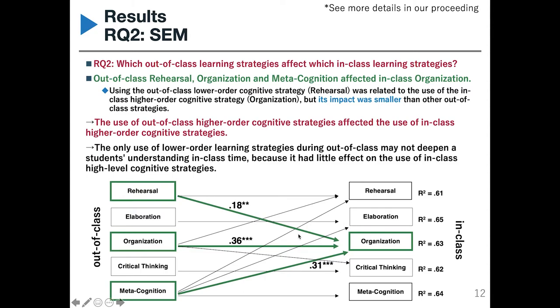Therefore, we found that the use of out-of-class higher-order cognitive strategies affected the use of in-class higher-order cognitive strategies. In other words, the use of only lower-order learning strategies during out-of-class time may not deepen a student's understanding during face-to-face class time, because it had little effect on the use of in-class higher-order cognitive strategies.